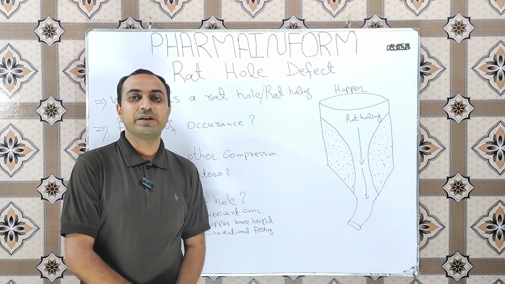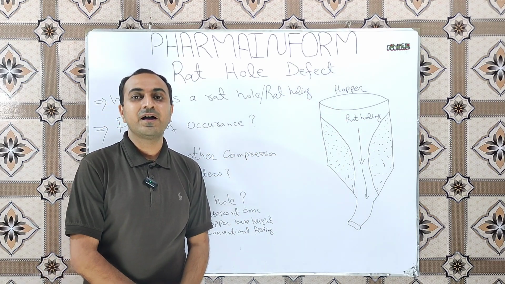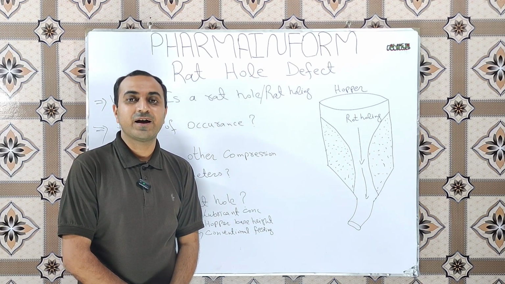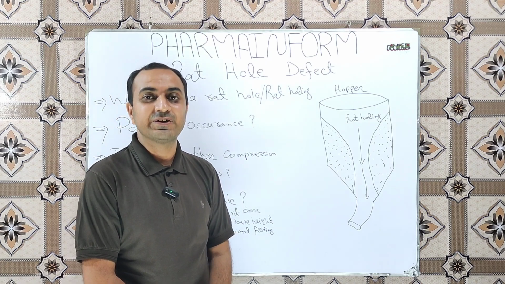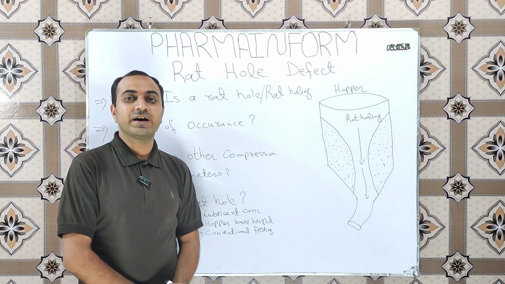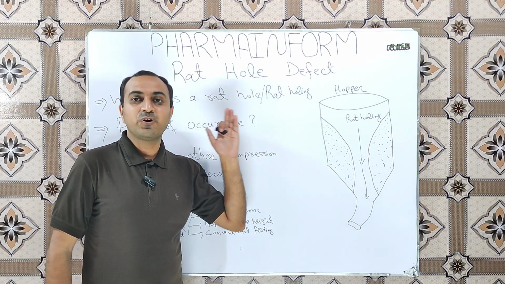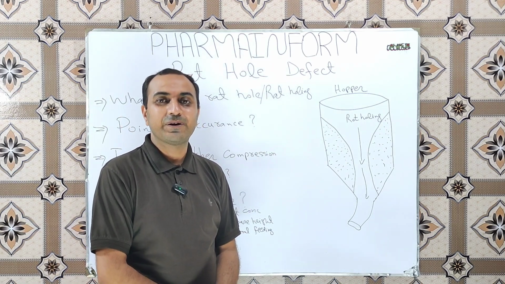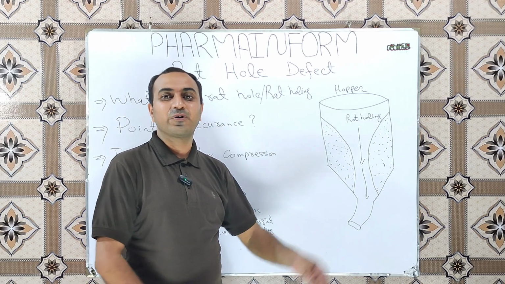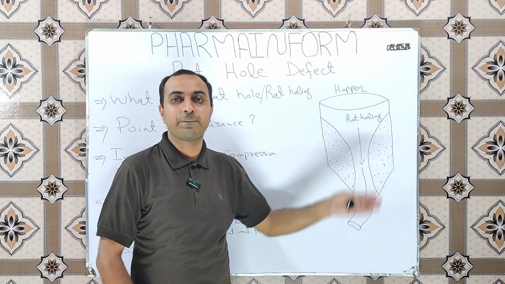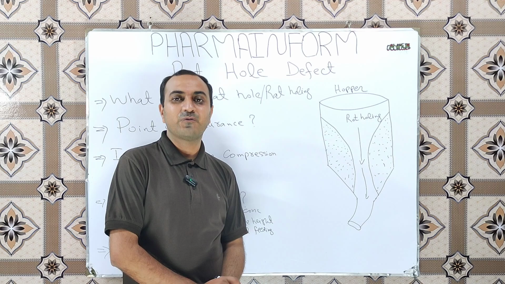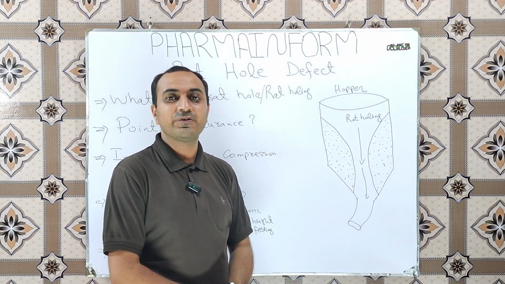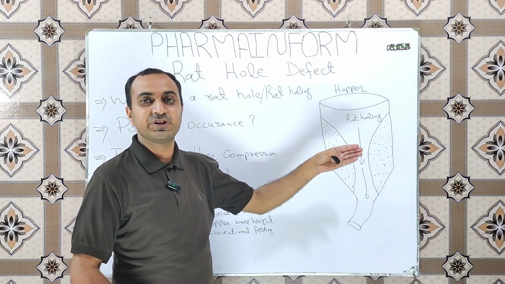Every one of you is familiar with this diagram, and it is the compression machine hopper. We will learn the rat hole through this diagram. So first of all, what is the definition of rat hole, or what is the rat hole defect? Rat hole defect is also known as rat holing, and rat hole is the tablet compression defect where powders or granules in the compression machine hopper bind to the walls of the hopper and hinder the free flow of the powders or granules in the compression machine hopper.